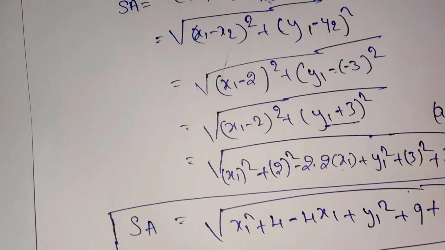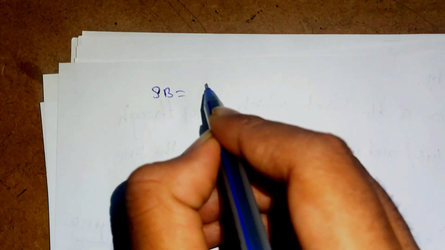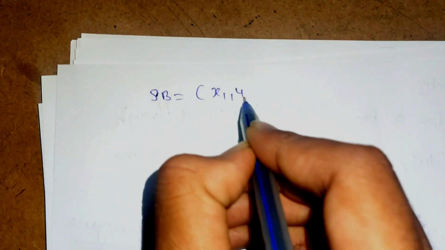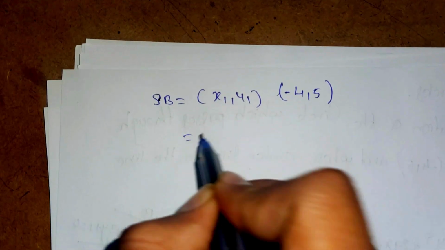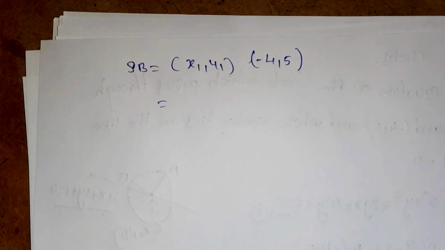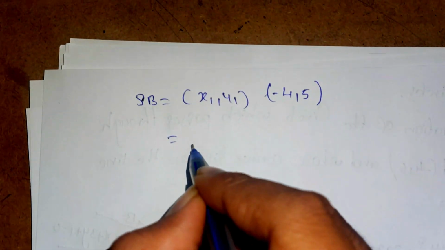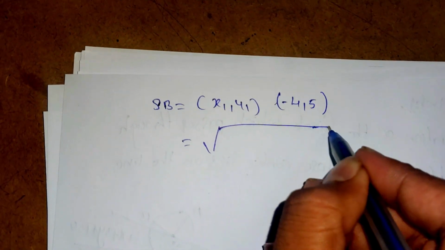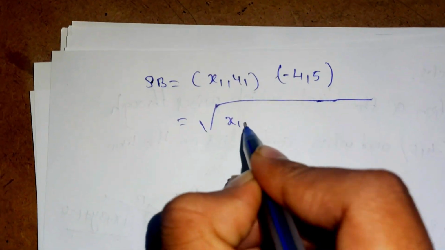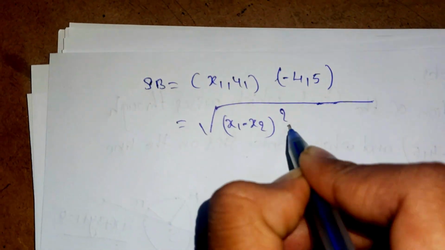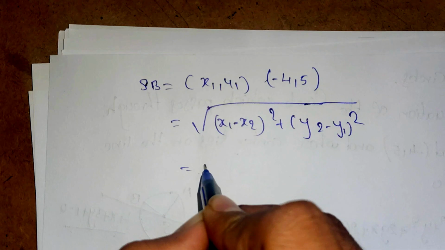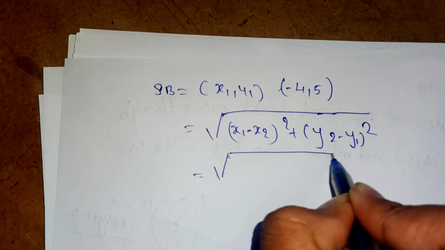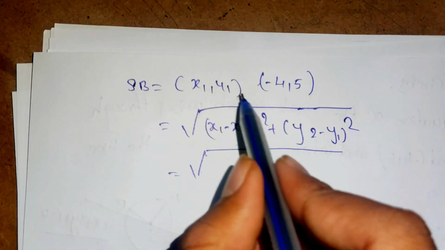Now we have SB equal to the same x1, y1, and the B point is minus 4 comma 5, which is given in the question. And now the same formula for distance. When 2 points are given, the distance formula is square root of x1 minus x2 whole square plus y2 minus y1 whole square. Now it's time to substitute.